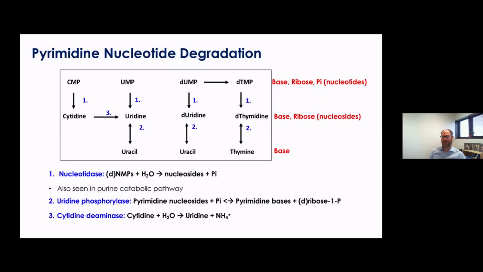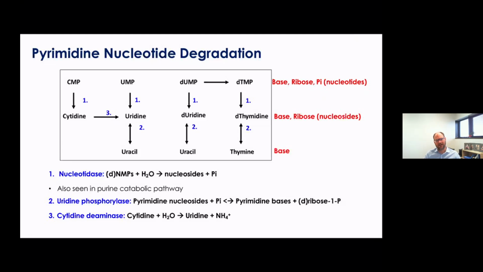One of the things that's great about pyrimidine catabolism is it follows something very similar to what we saw in purine catabolism. First off, a reminder on nomenclature. When we have the base, the ribose, and a phosphate, we call it a nucleotide. When you have just the base and the ribose, we call it a nucleoside. And when you just have the base, you call it a base. It's all about that base.